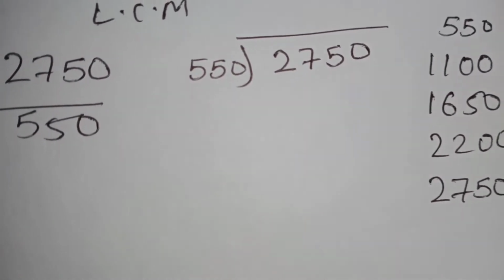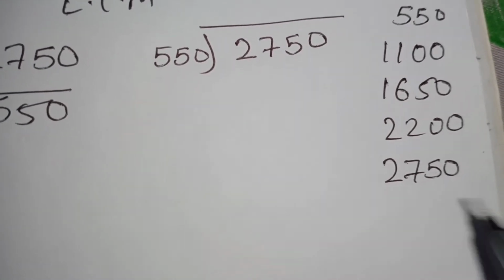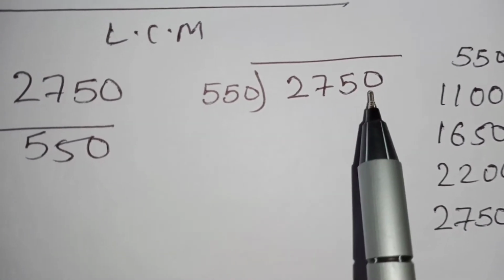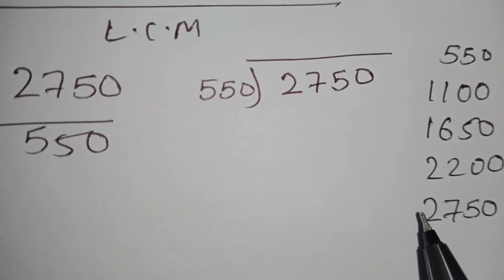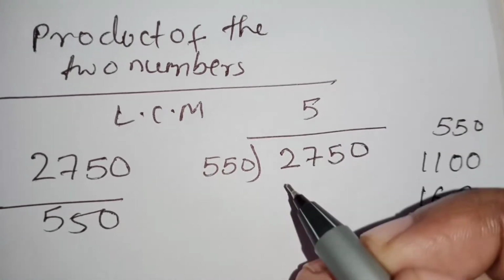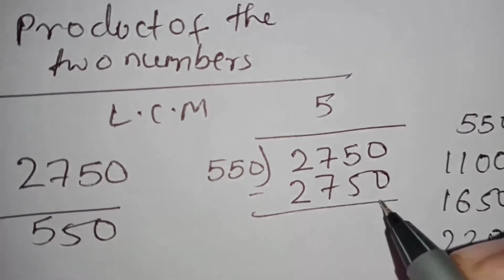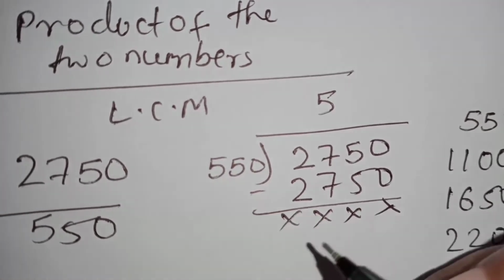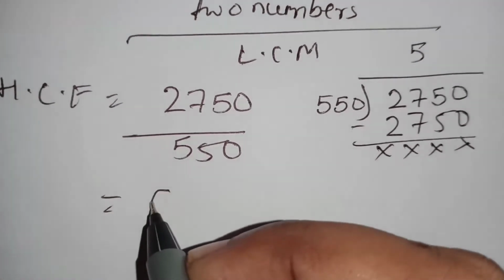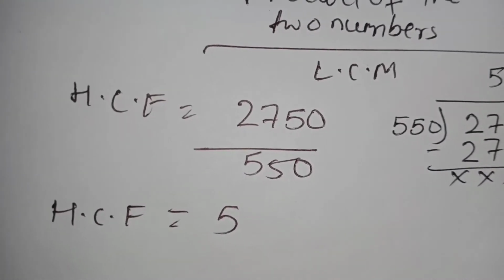Okay, so you can see here that we have got 2750. It is here, and this is the dividend also. So 550 fives are 2750. Now let us subtract this. It will all be 0. So what we got, the HCF, is equal to 5. So this is the answer.